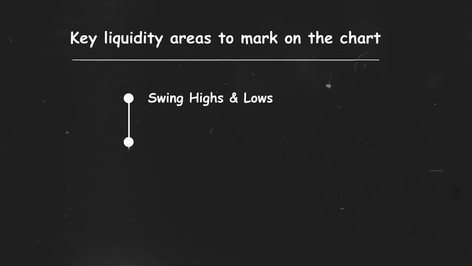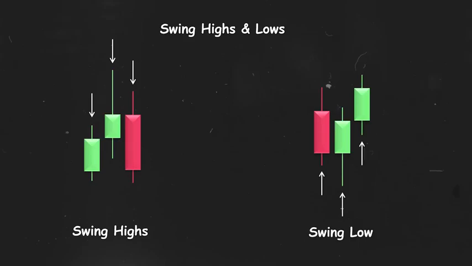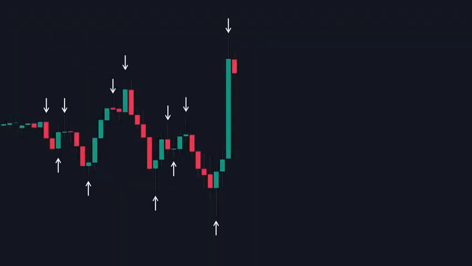The first type is swing highs and swing lows. We've mentioned these terms many times, but what do they actually mean? Swings are price turning points where three candles form a specific pattern. A swing high occurs when the middle candle makes a higher high than the candles on both sides. A swing low occurs when the middle candle makes a lower low than the candles on both sides. The pattern is only confirmed once the third candle closes. In this example, these are our identifiable swing highs and swing lows.